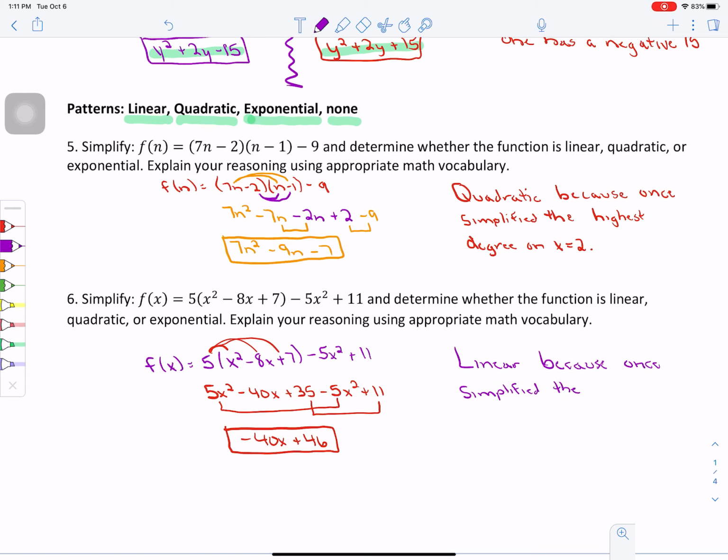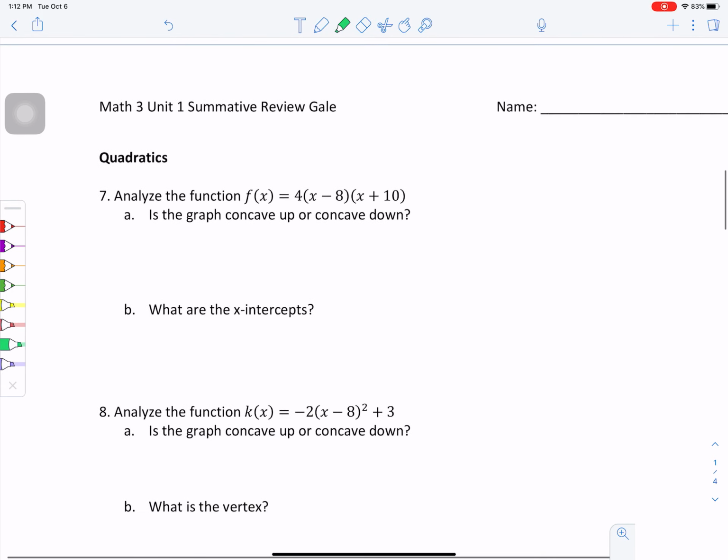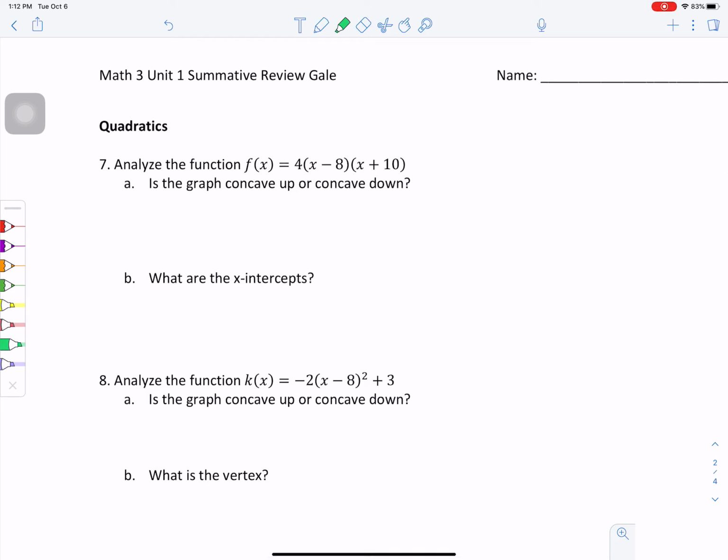The highest degree on x is 1. So even though we had an x squared to begin with, once we combine like terms, the x squared just disappears. So it is not a quadratic, it is a linear function. Now we're on the second page, number 7.